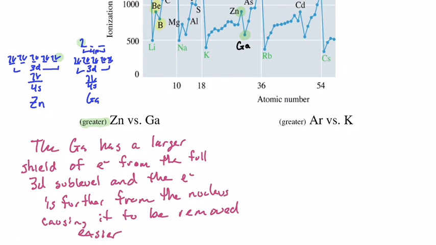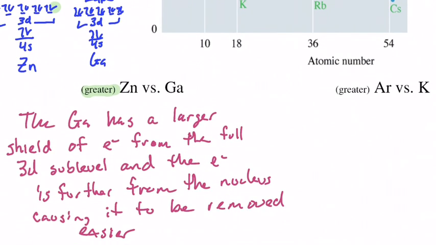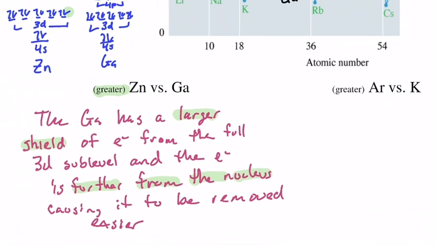I get wordy really fast on these because there's a lot of things I'd like to say, and I don't want to miss them. So: larger shield and further from the nucleus. Every time. Have I said want once? No. Have I said anything about something being full and that's why it's harder to remove? No. It's about distance, it's about shielding, and it will be about potentially the nucleus. But again, none of these I could talk about the nucleus yet.